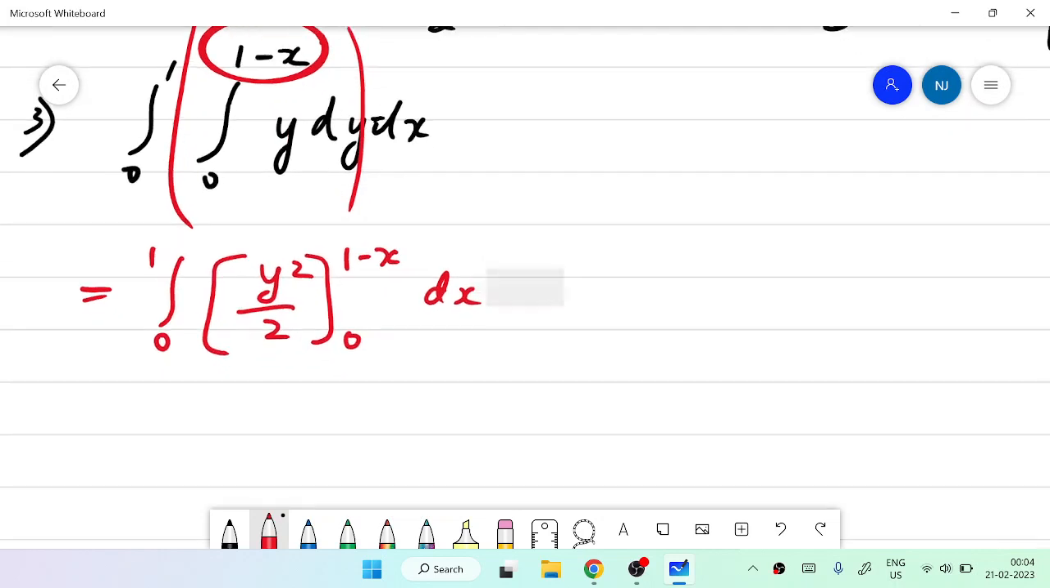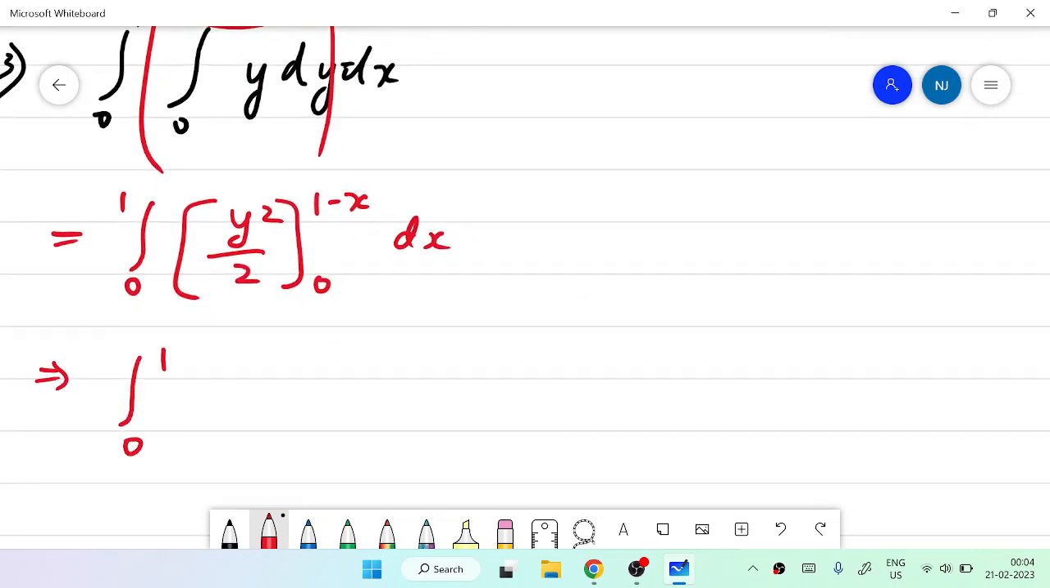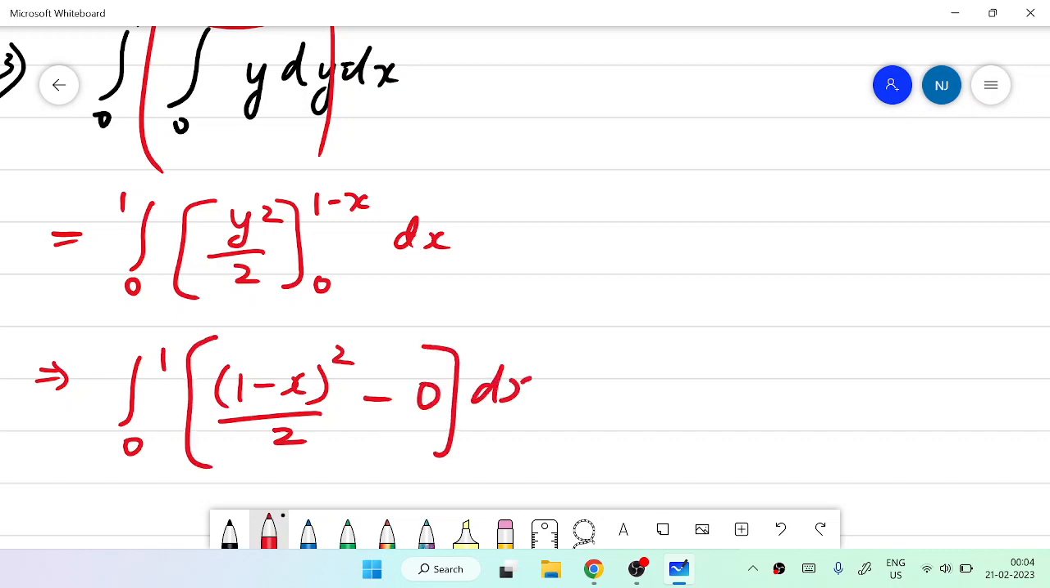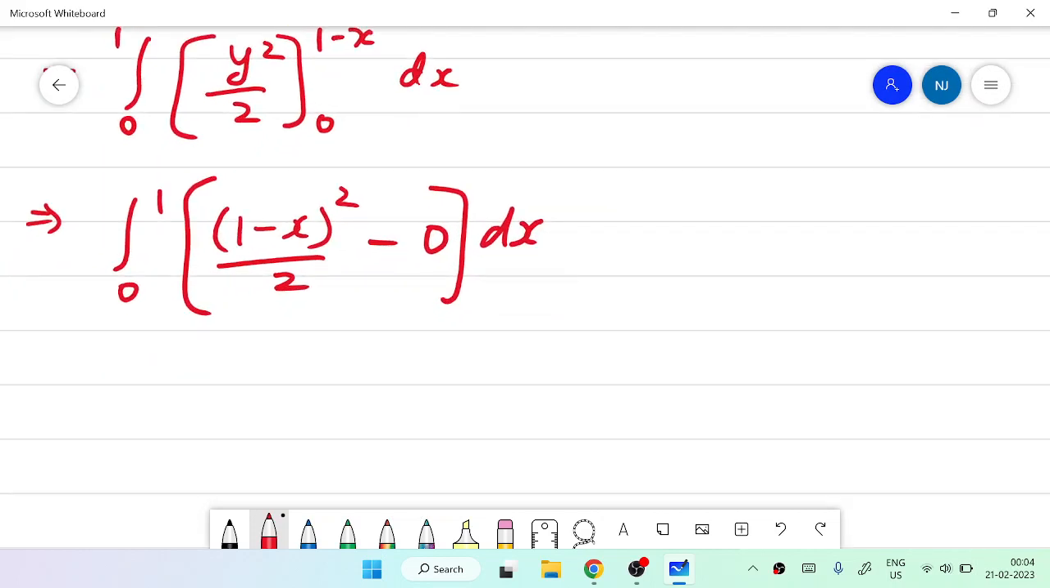Understood? Then what you can do is, integral over 0 to 1. If you substitute the upper limit minus lower limit, it will be 1 minus x square divided by 2, minus 0, into dx. Understood? I will write the next step also: integral over 0 to 1. I'm just cancelling that 0. I'll get 1 minus x the whole square divided by 2 into dx alone.